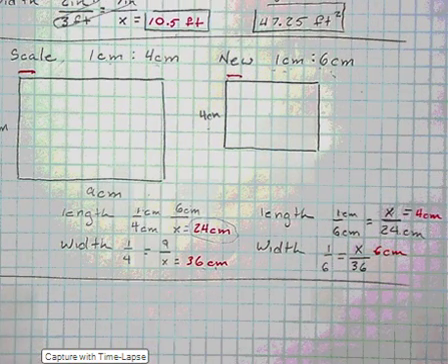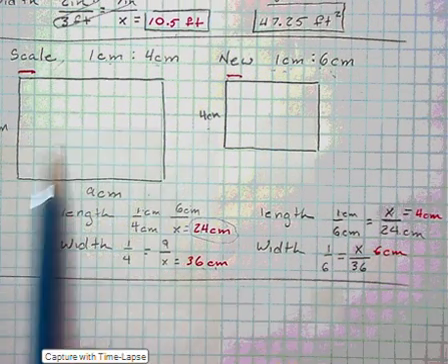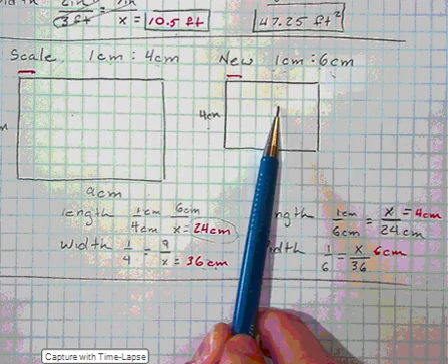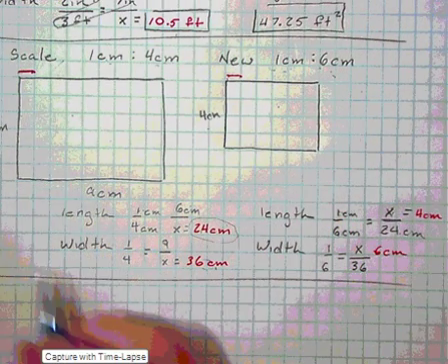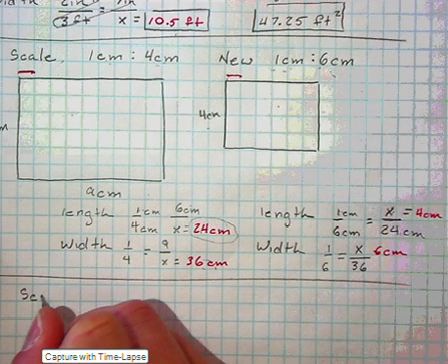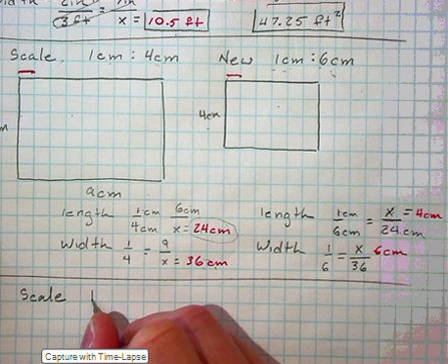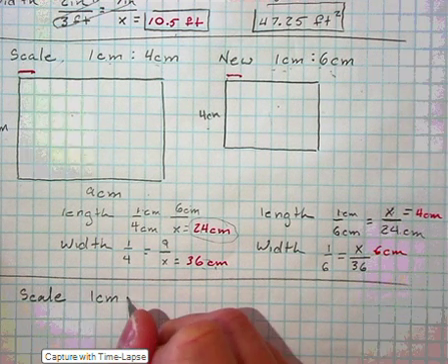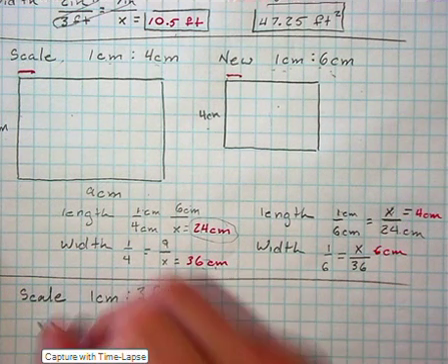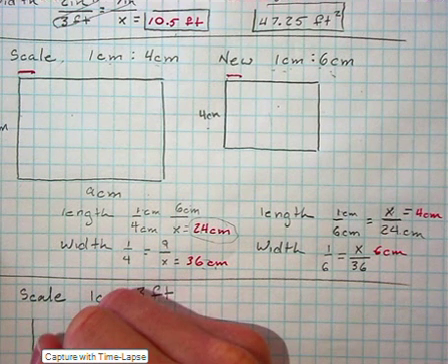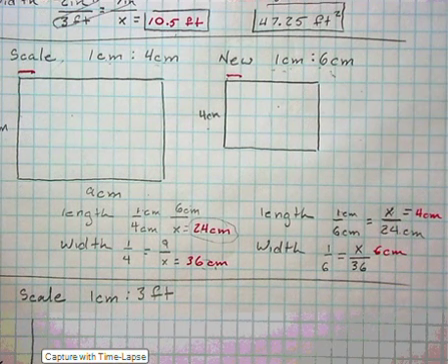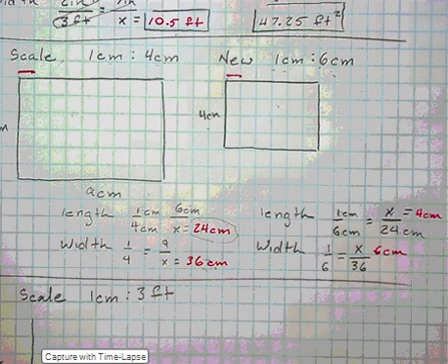This is a very common type of problem because they're asking you to go from a map to actual, and then from an actual back to a map. I'm going to have you do one on your own. All right. You're going to start with a scale of 1 centimeter to 3 feet. So 1, 2, 3, 4, 5, 6. So 6 centimeters by 1, 2, 3, 4, 5, 6, 7, 8 centimeters.